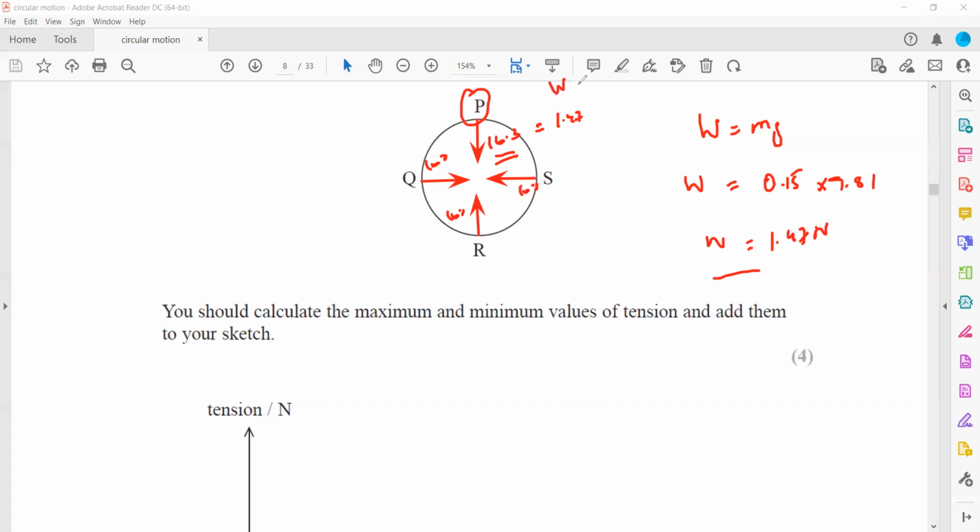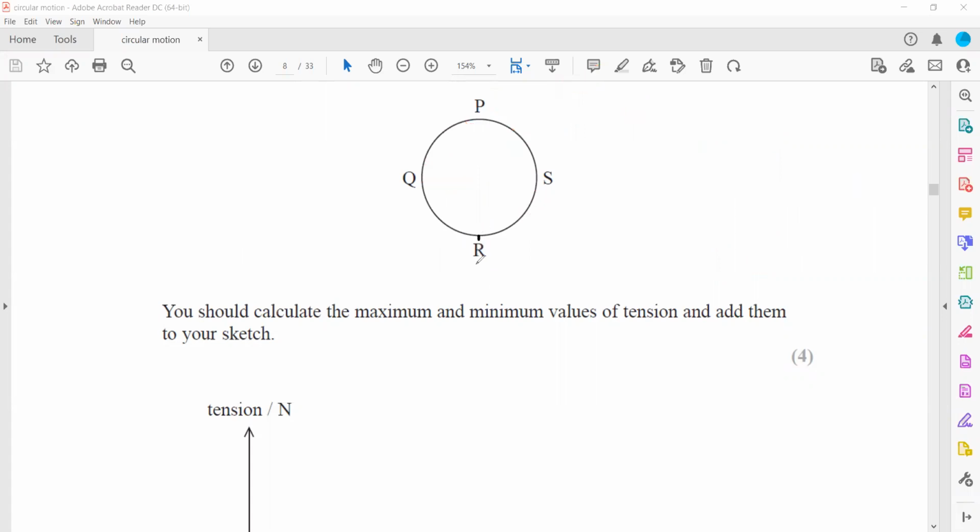If the weight is 1.47, how much tension should we apply? It will be 16.3 minus 1.47, which equals 14.83. So the tension at this point will be 14.83. But at position R, the weight is acting downward. The weight is 1.47, but we want the resultant to be 16.3.